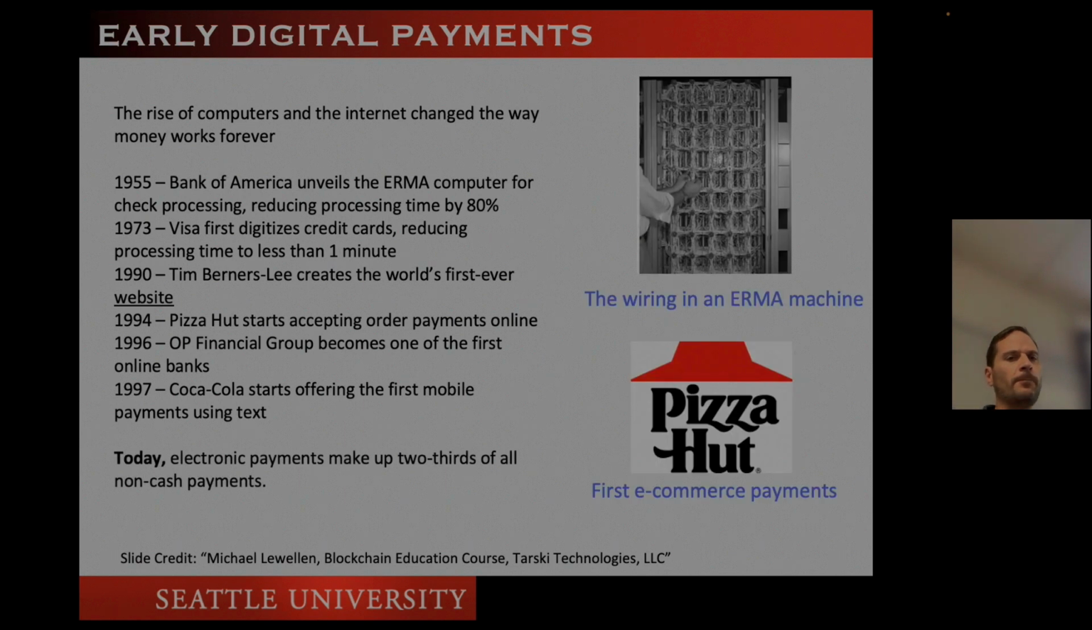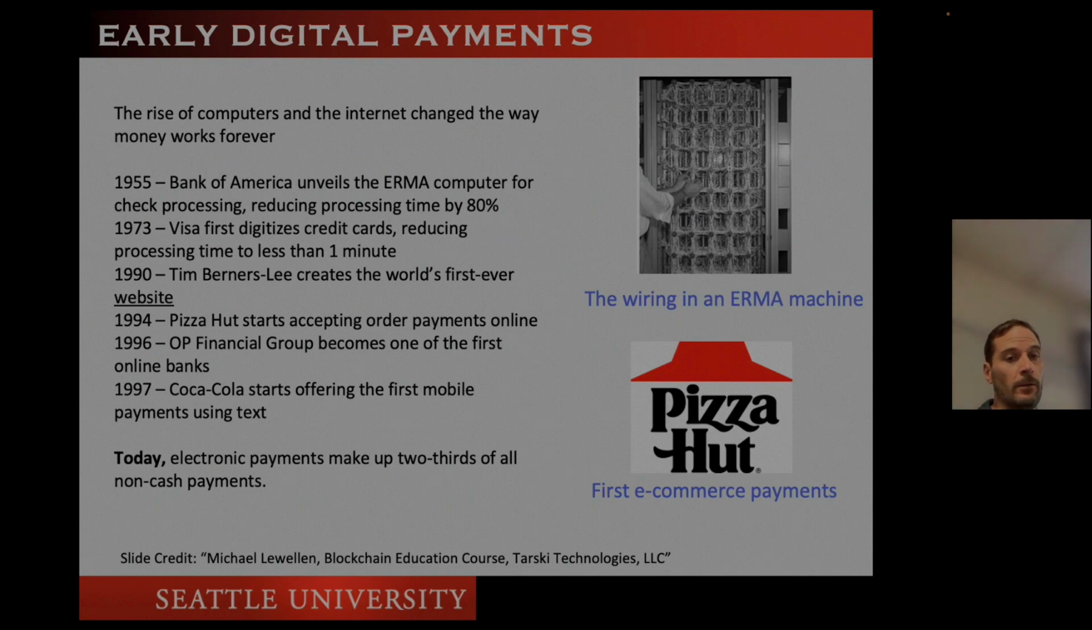So in terms of digital payments, they have actually been around for quite some time. Not necessarily digital payments, but digital processing of payments or transaction data. In 1955, Bank of America unveils the ARMA computer for check processing, and that reduces the processing time by 80%. In 1973, Visa first digitizes credit cards, also reducing processing time. So generally speaking, just more efficient.